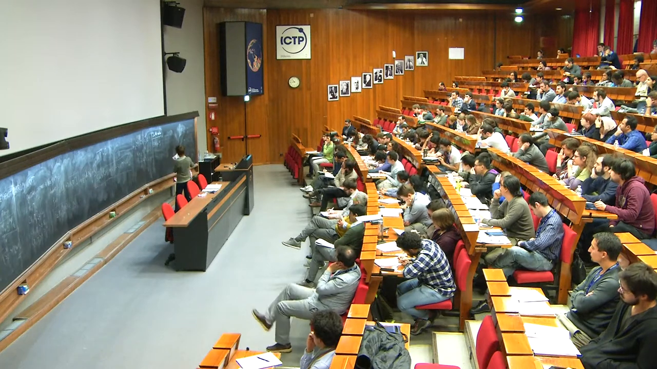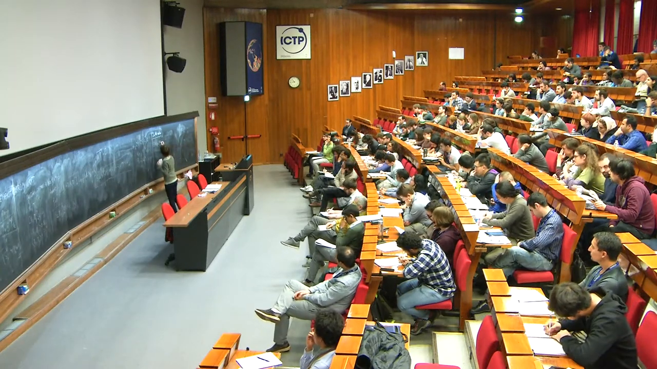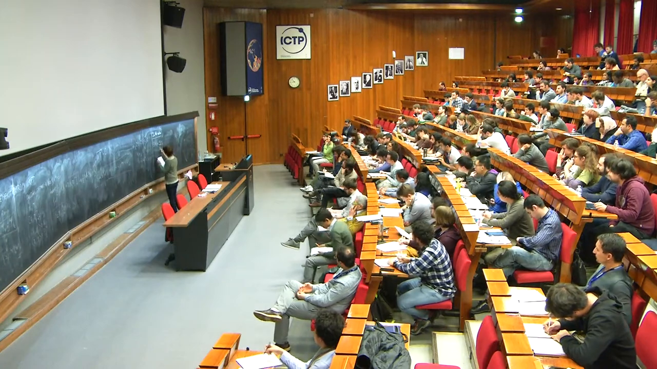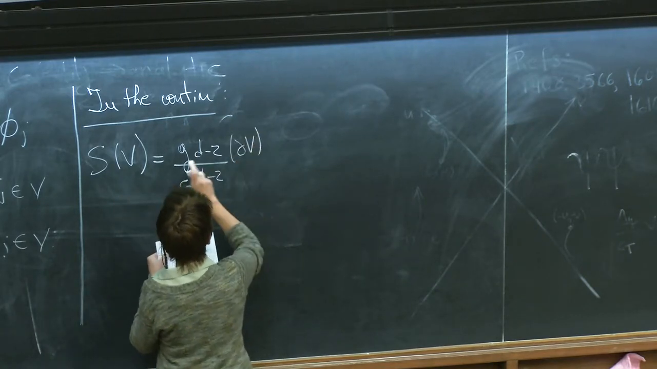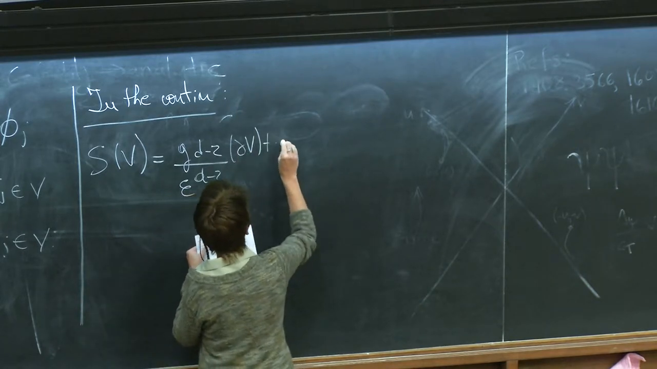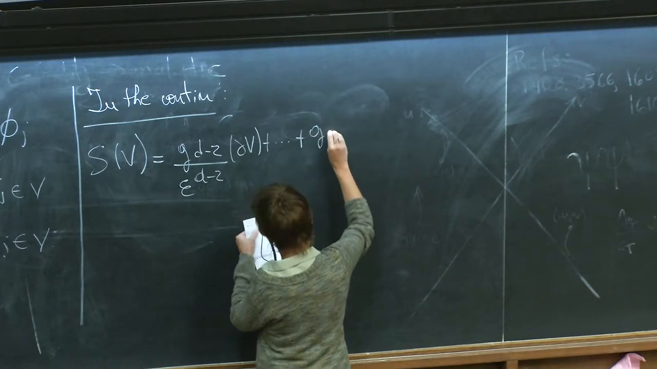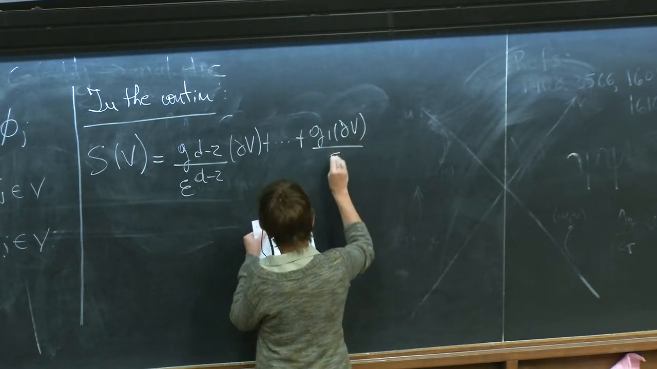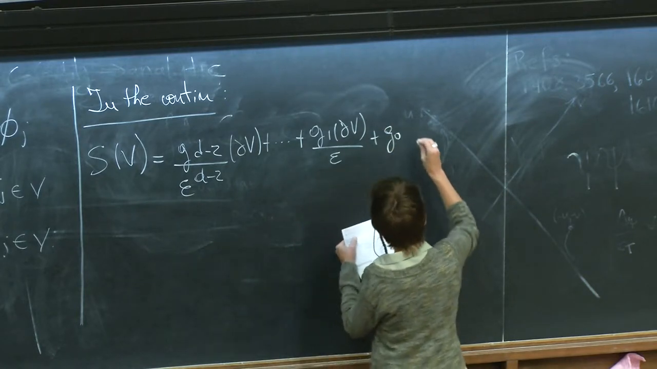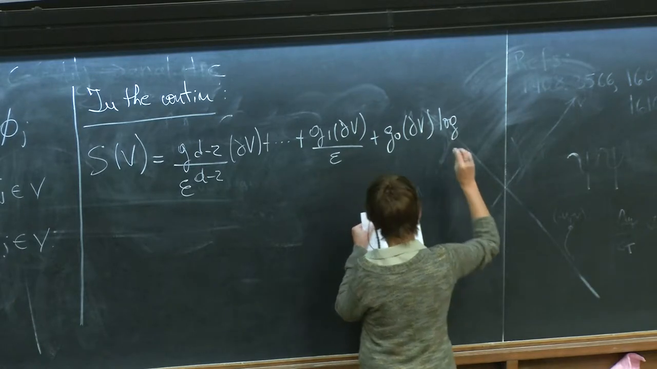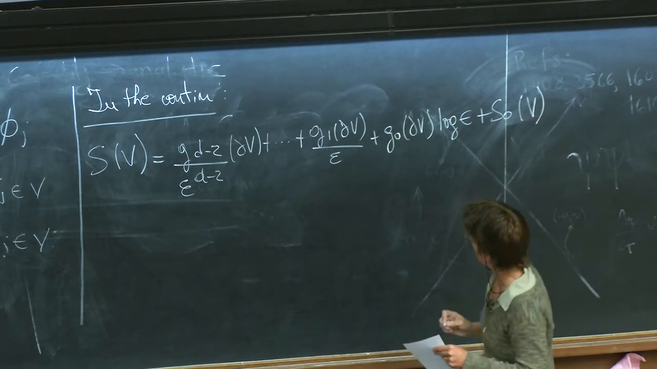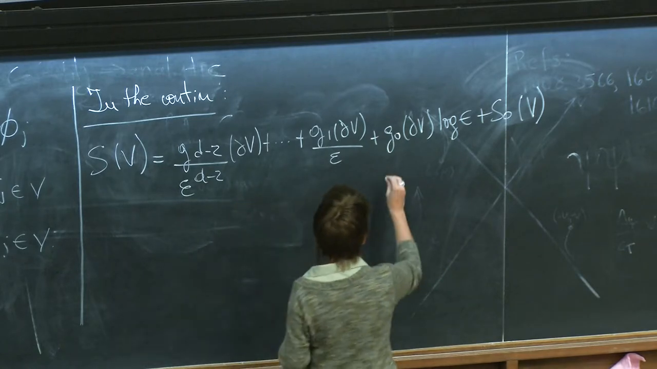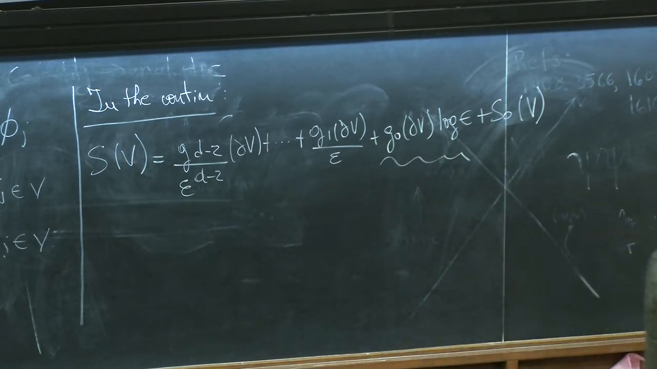Let's call it epsilon. The coefficients depend on the boundary of the region. Okay. Also, we have a log contribution plus a finite part. Okay? What we know now is that only the logarithmic term has a universal meaning and contains information about our theory.